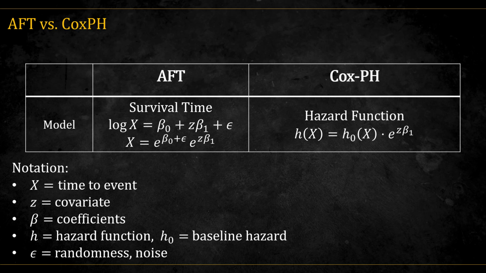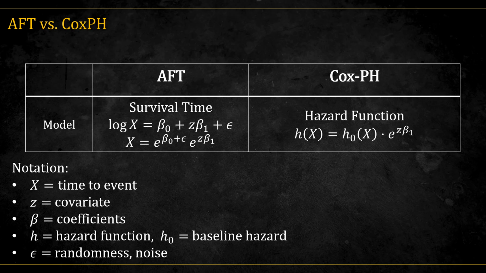The first and major difference is what's actually being modeled in each regression. In AFT, we model the survival time, x, directly, or more often, the log of the survival time. We relate this quantity to a linear predictor with coefficients beta, covariate z, and some noise, epsilon.